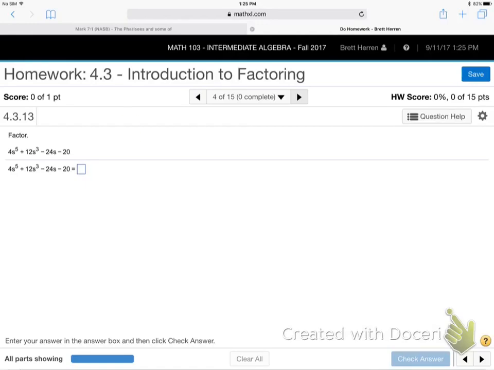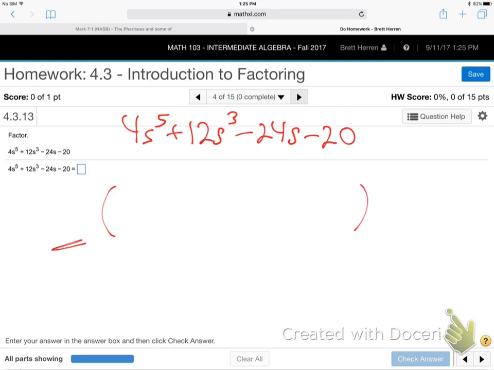All right, so 4, what is that? S to the 5th plus 12 S to the 3rd minus 24S minus 20. Okay, so it's the same thing. Just, big old parenthesis. Something goes in the front, 4 things on the inside. Whatever works.